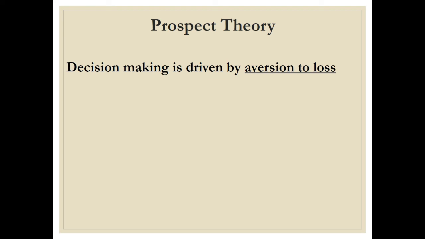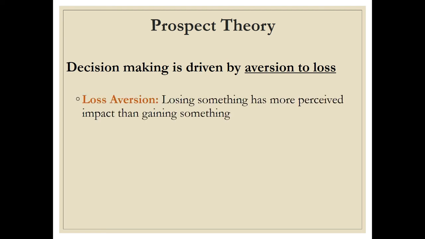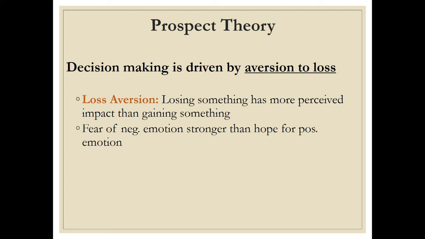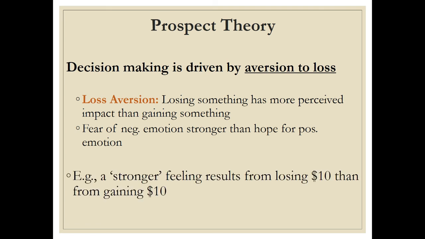Prospect theorists argue that decision making is driven mainly by our fear of losing something, right? Fear of loss looms much larger than desire for gain, in most people at least. You see some exceptions, like narcissists don't really fall for that, can't be described with that description. So, loss aversion basically means losing something has more perceived impact on us than gaining something, and we have a greater fear of negative emotion than we have hope of positive emotion.